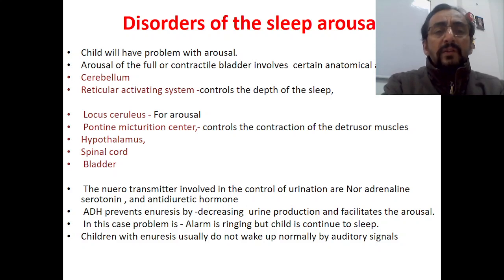Even the locus coeruleus is one of the parts of the brain that is also very important for the arousal technique. The pontine micturition center also controls the contraction of the detrusor muscles, hypothalamus, spinal cord, bladder.